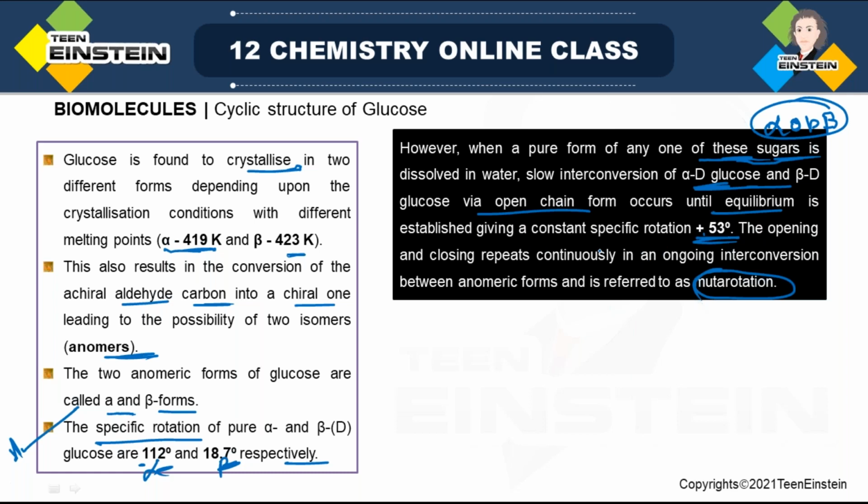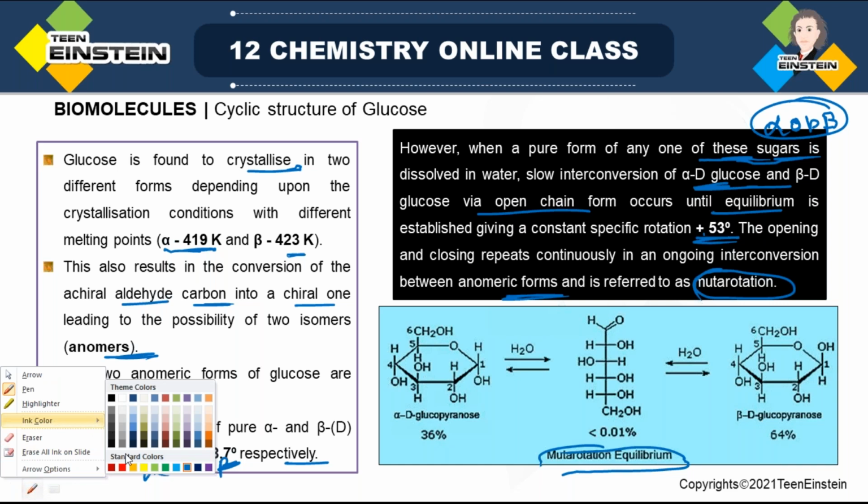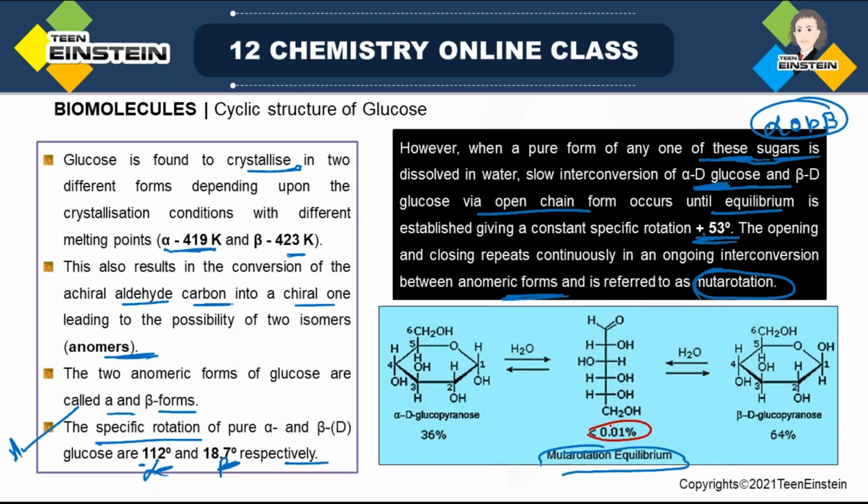So the opening and closing of these two structures will continue until it reaches this value. So this is the equilibrium value for specific rotation. The opening and closing repeats continuously in an ongoing interconversion between these two anomeric forms, and this process is known as mutarotation. When you have reached the mutarotation equilibrium, if you look at the percentage of these three forms, the open chain is very little, even less than 0.01% out of 100, and the alpha form is present at 36%, that is the equilibrium composition I'm talking about. And the beta D form is present in quite double the amount, not exactly double, but if you take the ratio, this form is present in higher amount.